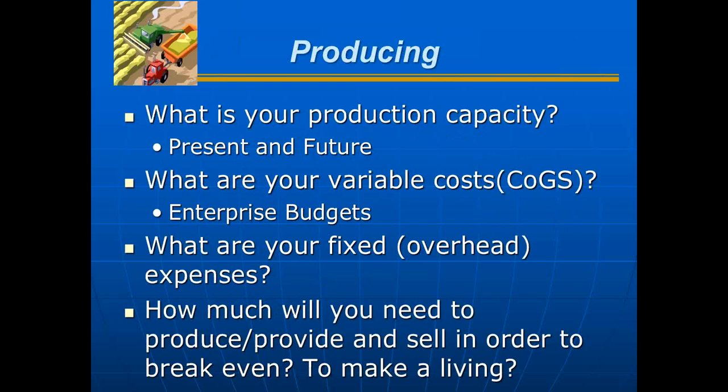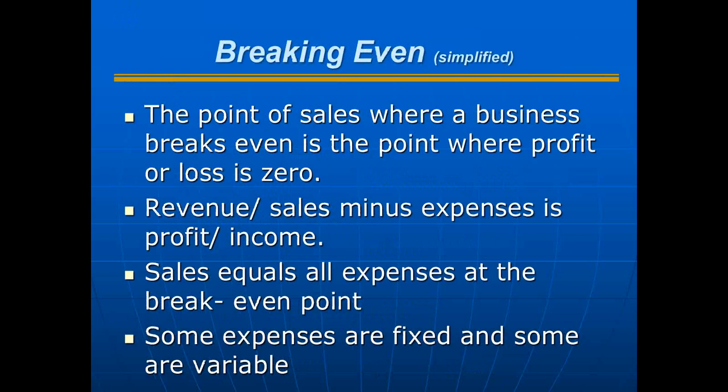Okay, so now we're going to talk about how much you'll need to produce or provide and sell in order to break even. And we're going to use an example here with just one product, but you can use this same system with multiple products. The key is figuring out how you're going to allocate those fixed expenses. Before we talked at length about the difference between your variable and your fixed costs, and this is where those numbers come into application, to say how much do I need to sell to make this work? I call this a simplified break-even analysis.